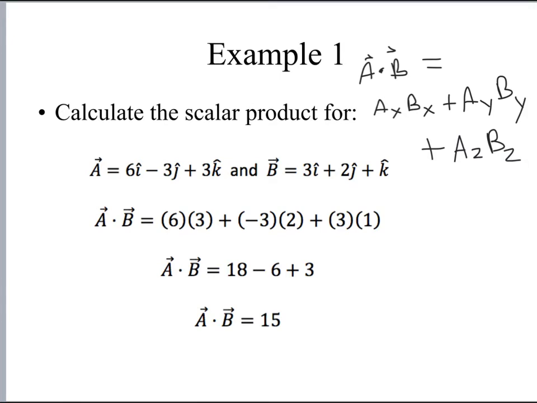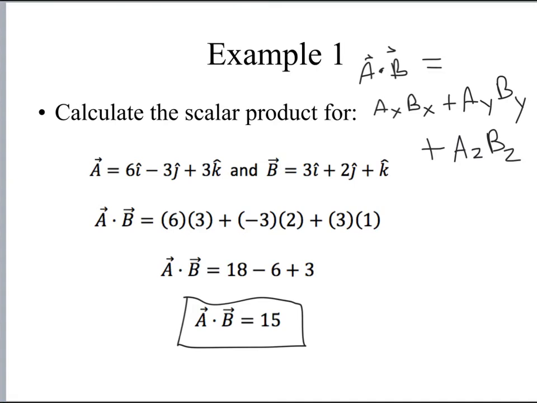And so now I just have some arithmetic to do. I multiply, I get 18 minus 6 plus 3. I add all these together, and so that tells me that my scalar product, A dot B, is equal to 15. And again, that's not a vector, it's a scalar, hence scalar product, just a number.